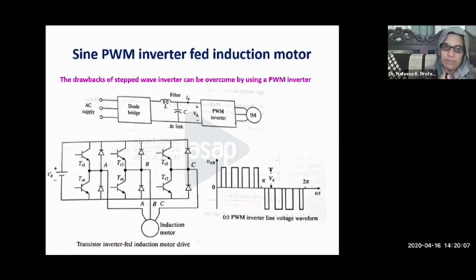In the PWM inverter, this is the circuit block diagram setup in which the input supply is AC and we are feeding the voltage through a diode bridge. Unlike in the previous case, where we used a controlled rectifier, here we do not need to vary the input voltage. This is given to the filter and then to the PWM inverter.